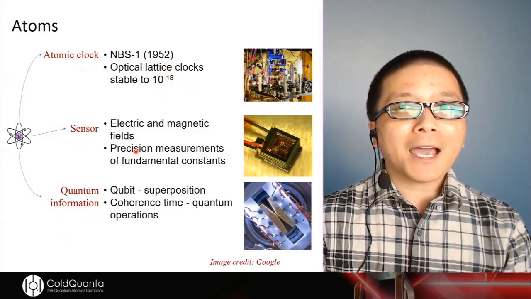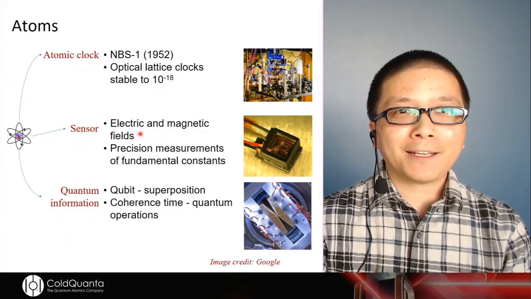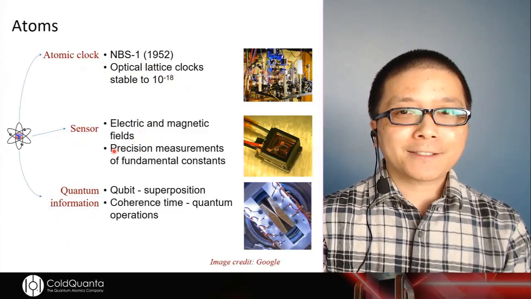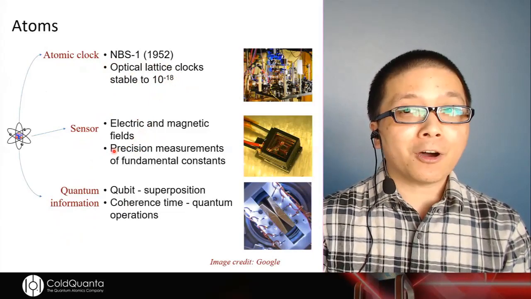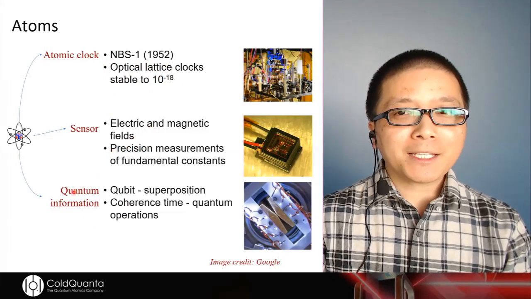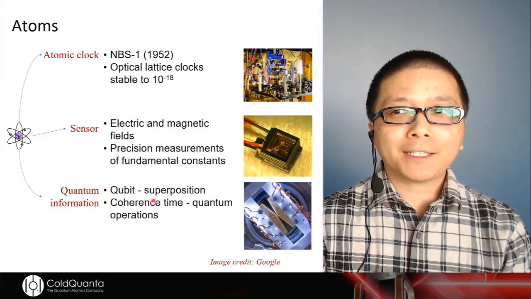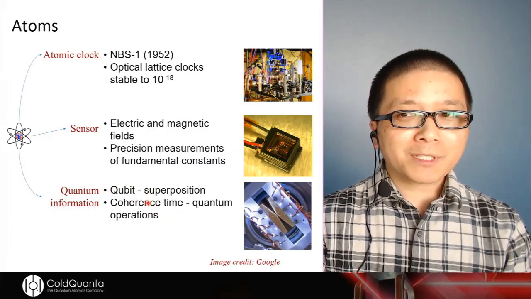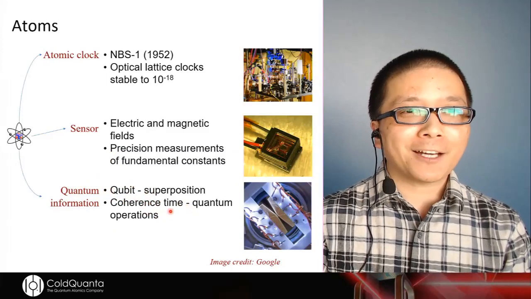The atoms can also be used as sensors, for example, to measure magnetic field or electric field. The measurements are so precise that the fundamental constants of physics can be deduced or measured directly through the sensing process. The basic element of quantum information processing, the qubit, can be encoded in atomic systems. Some atomic systems have been proven to have long coherence time so that a quantum operation can be carried out.